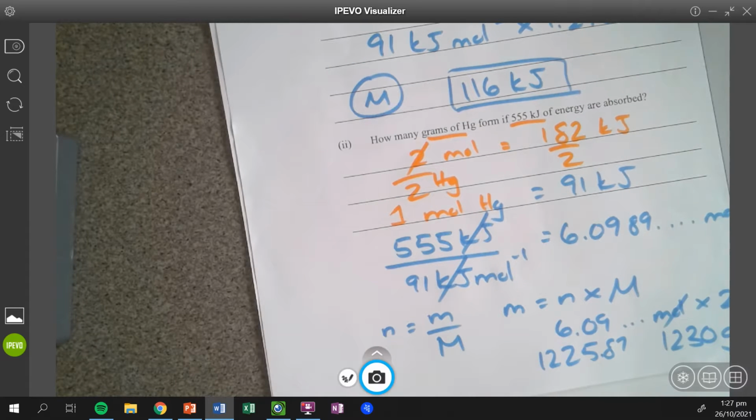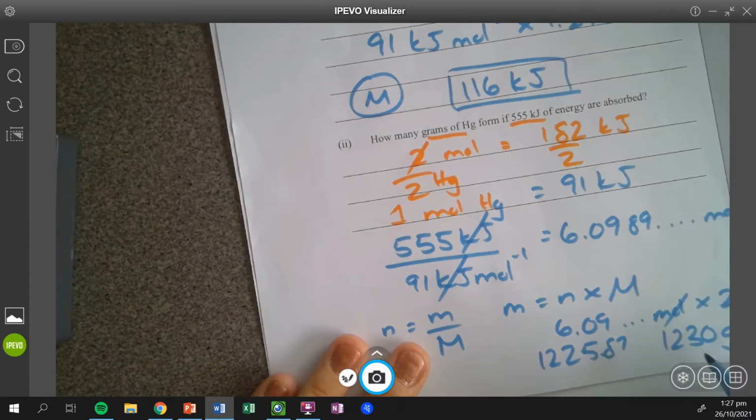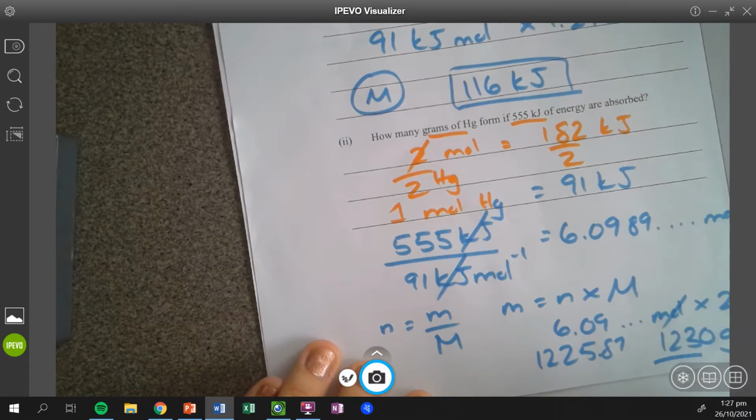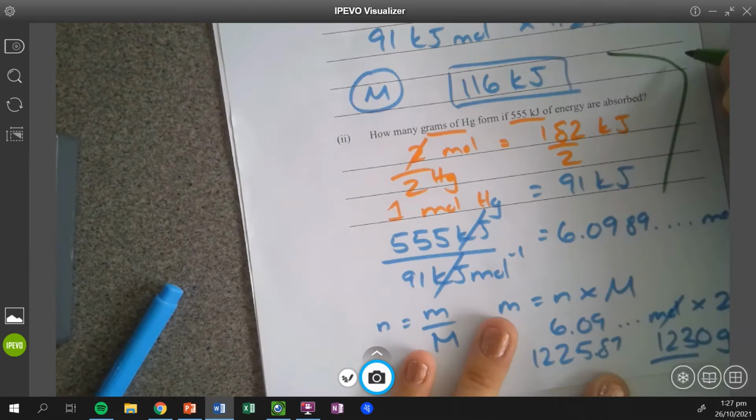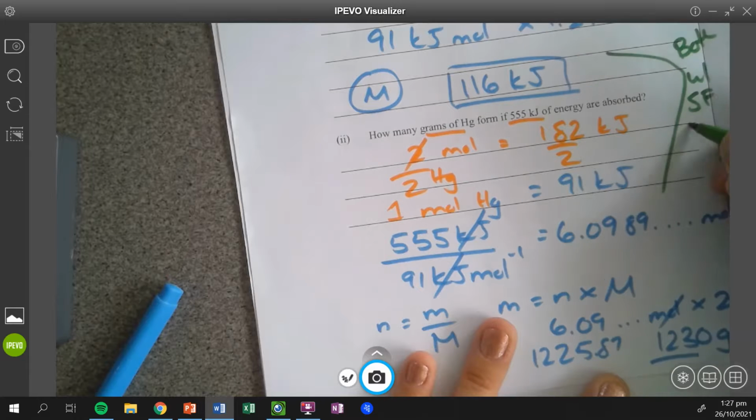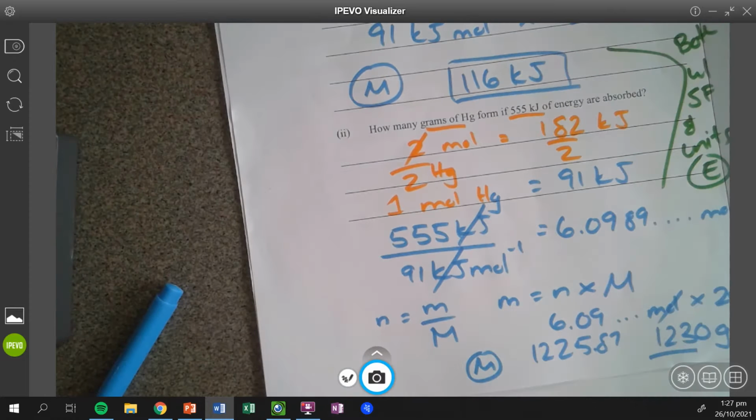Are we good with that so far? All right. Getting the number again is going to be your merit point. For the excellence, you need to get both of them with the significant figures and your units. That's the only way you get your E point. Really easy E point if you know how to do math.